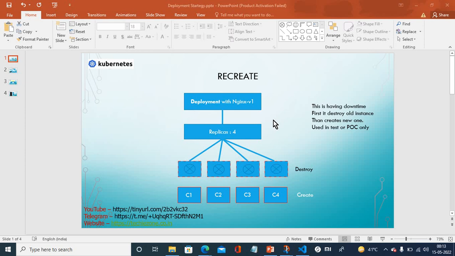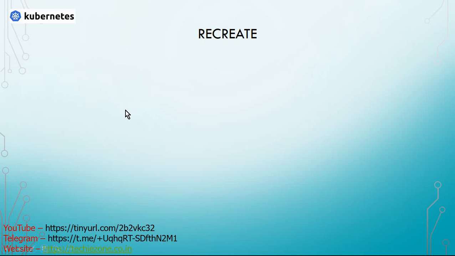Suppose Nginx version 1 is running on the pods on the container side, and we want to upgrade that to version 2. So how do we upgrade it? At that time we need to use the deployment strategies. There are three types. First, we'll discuss the recreate one. In the recreate one, I'm just applying this.